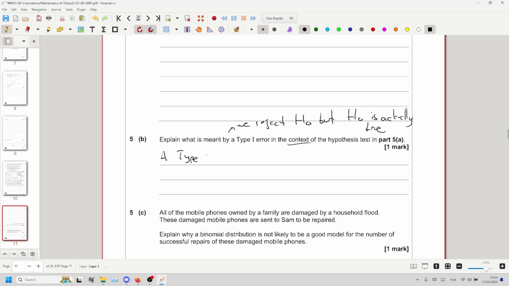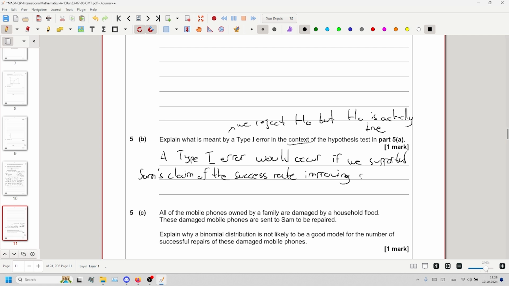So a type 1 error would occur if we supported Sam's claim of the success rate improving when it actually has not improved.